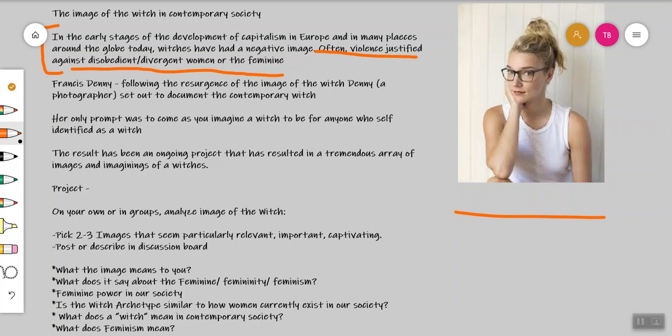But essentially, what Denny was interested in is to document the contemporary witch through portraiture. She only had basically two prompts. The idea being that anyone who self-identifies as a witch, and she did this through an interview process, where she found one person and used that as a reference to find other people, and basically had them come to her as they imagine a witch to be. Whatever that meant to them. So the images that she produced are of women or feminine people, not necessarily just women, who identify as witches and how they portray that image to the world.